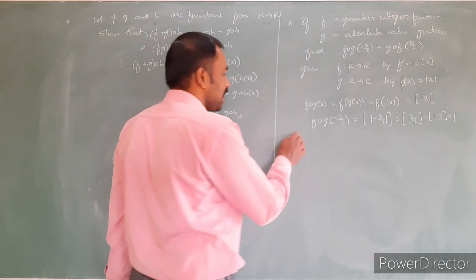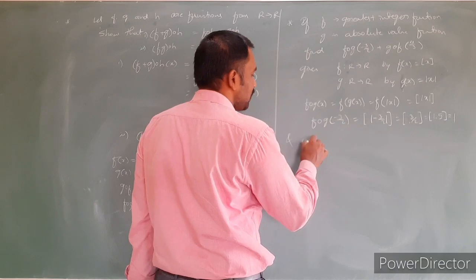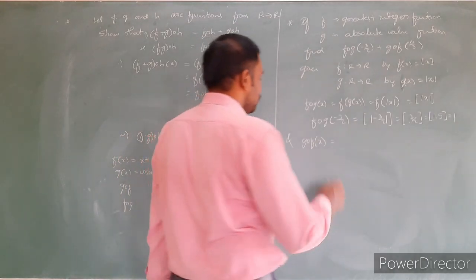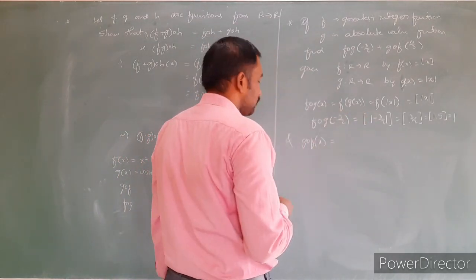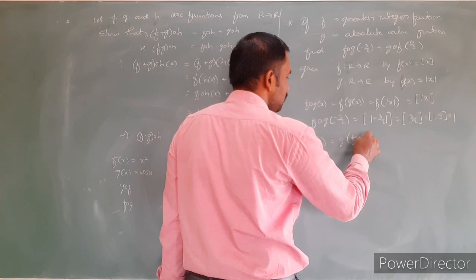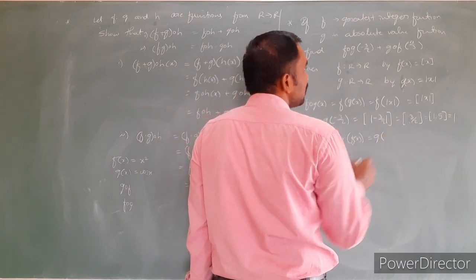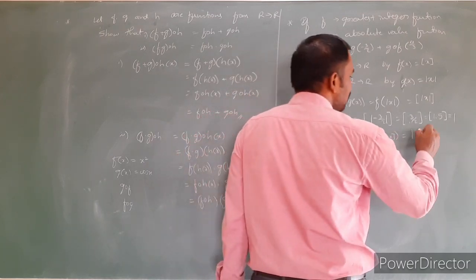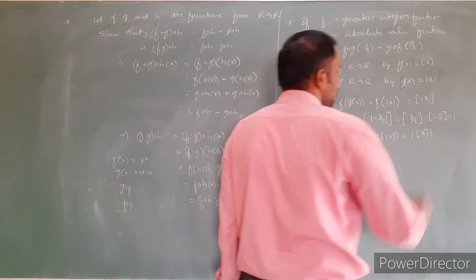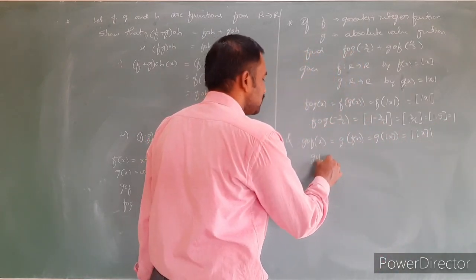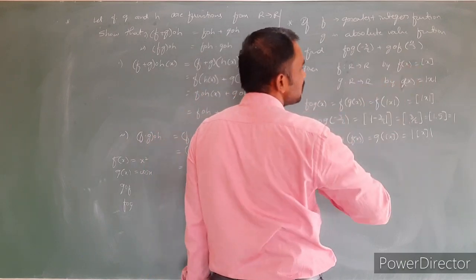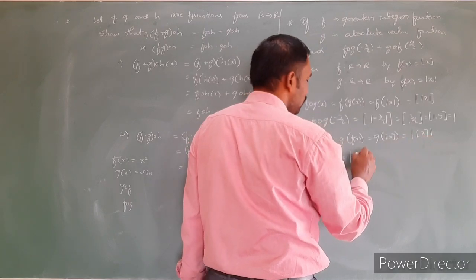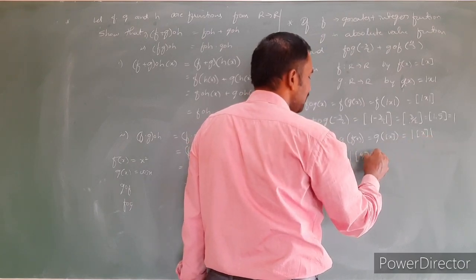Yes, obviously. Now one more value is there: g circle f of x. I just find it. Later you can replace the x value, or else directly you can solve it. Nothing to worry. g of f of x: f of x is the greatest integer of x, so g of f of x is mod of the greatest integer of x. Now we need g circle f of 4 by 3. The final value is mod of the greatest integer of 4 by 3.